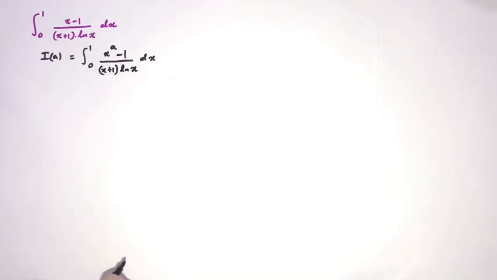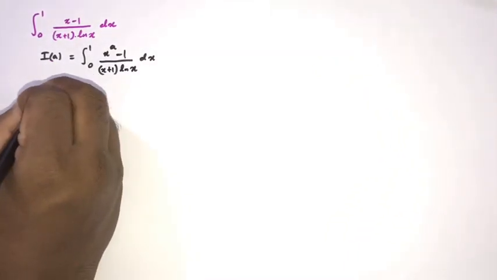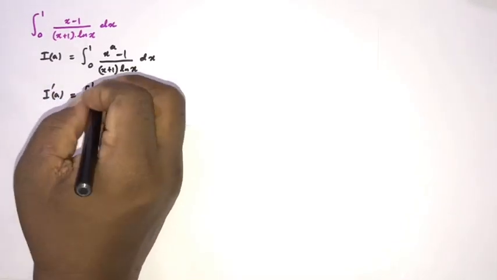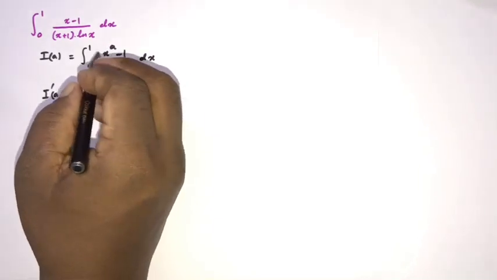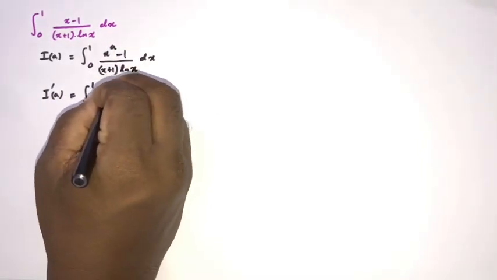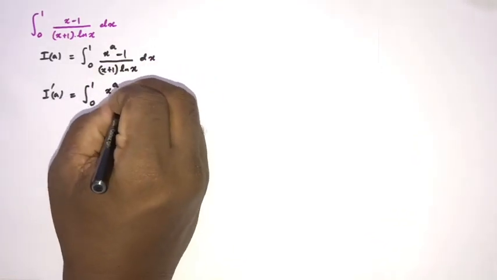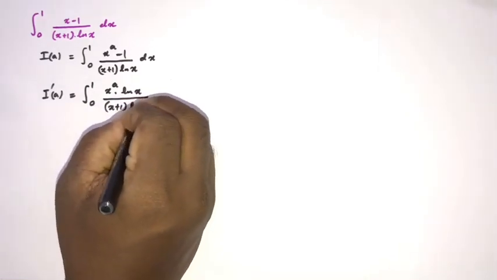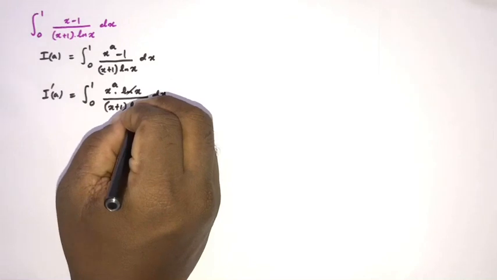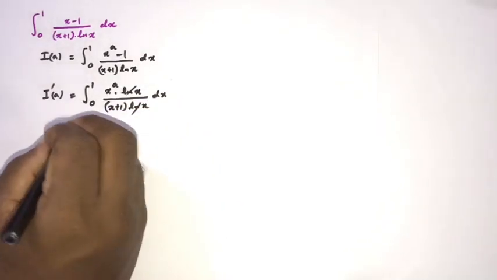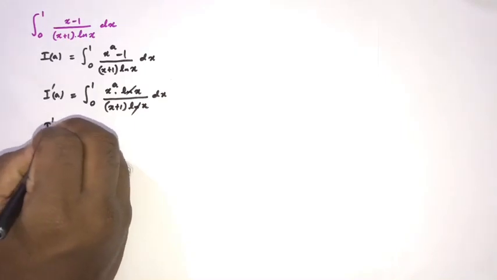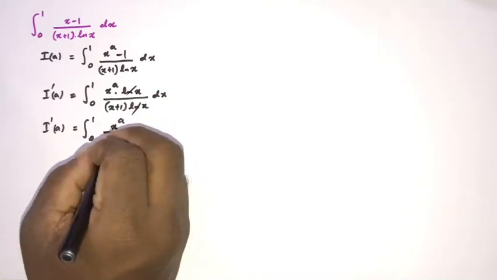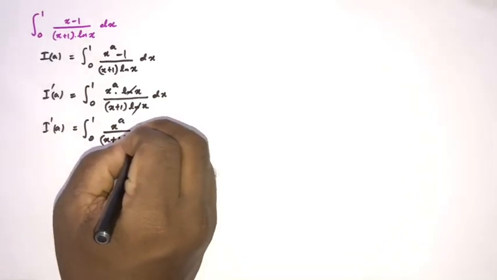Then I am going to differentiate with respect to a. So I dash of a is equal to the integral from 0 to 1. The derivative of x to the a with respect to a is x to the a times natural log of x, and the minus 1 is a constant, over x plus 1 times natural log of x dx. Now the natural log of x gets cancelled, so we have I dash of a is equal to the integral from 0 to 1 of x to the a over x plus 1 dx.